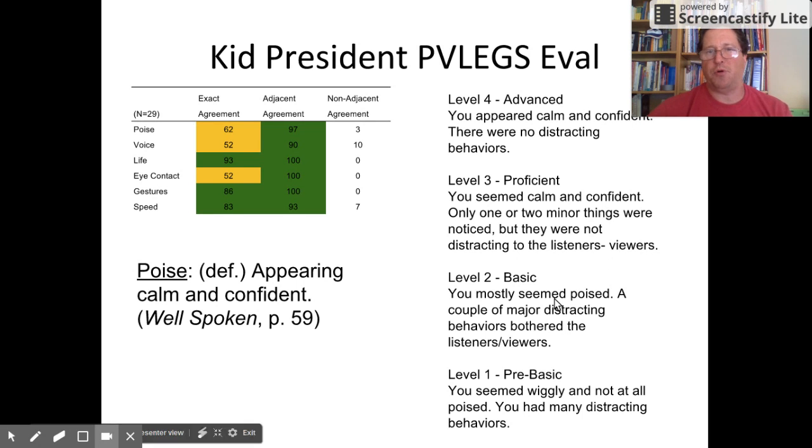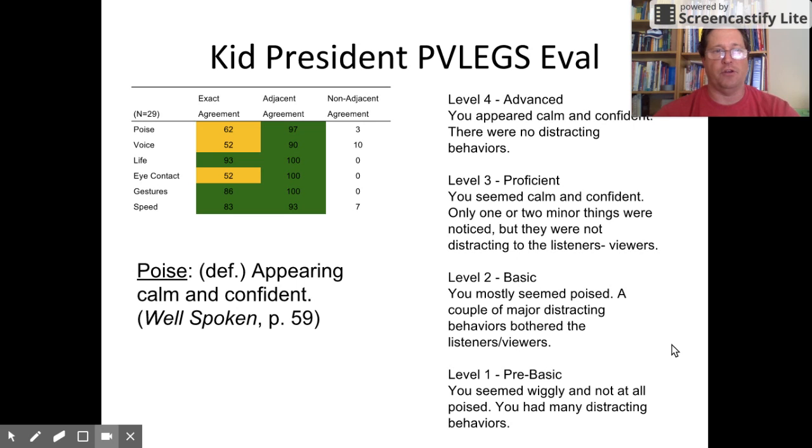You mostly seemed poised. A couple of major distracting behaviors bothered the listeners and viewers. Or level 1, you seemed wiggly and not at all poised. You had many distracting behaviors. So our obligation as teachers is to really teach our students what these distracting behaviors are, because the point of Poise is to identify calm and confident behavior. And then we introduce this distracting behavior factor that is confusing to students, and in this case it was certainly confusing to teachers.